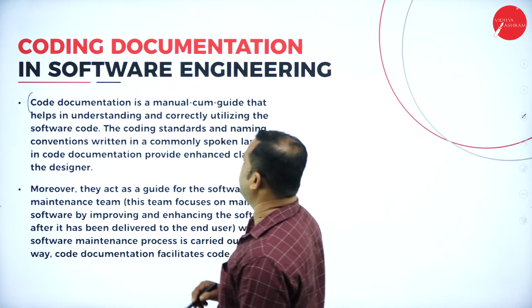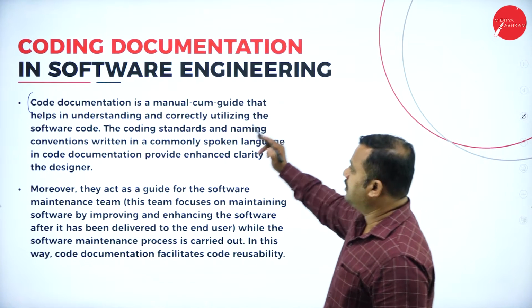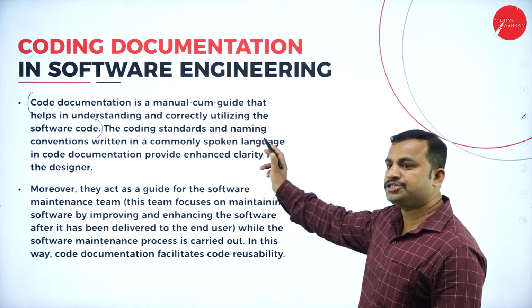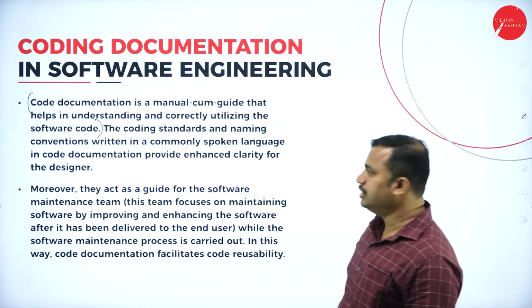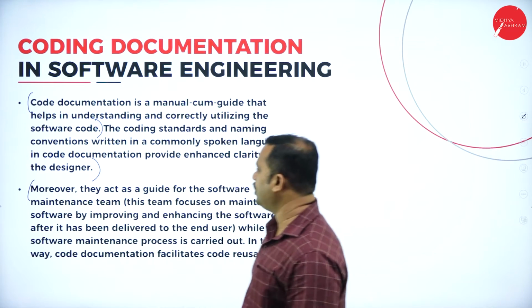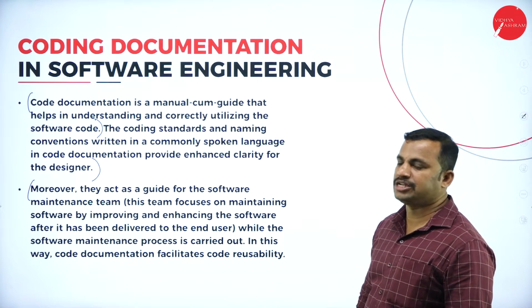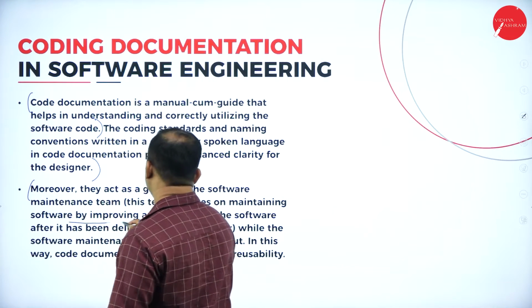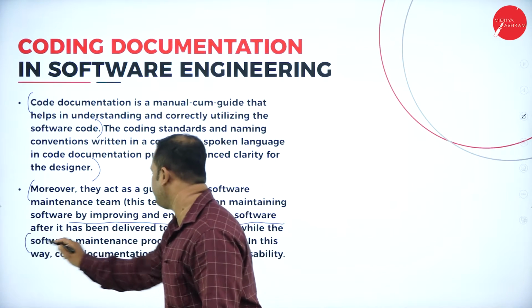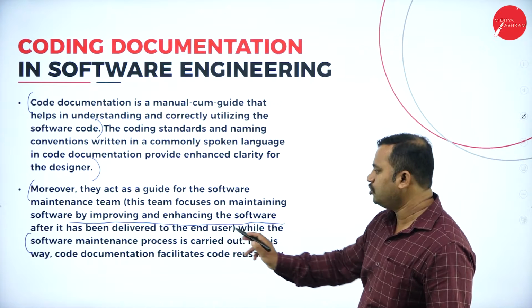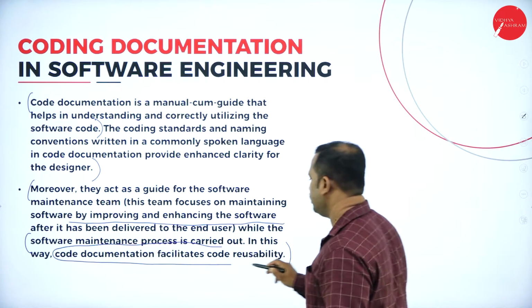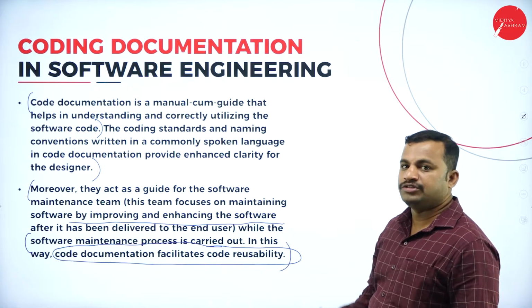Then coding and documentation is a manual cum guide that helps in understanding and correctly utilizing the software code. The coding standards and naming conventions, written in commonly spoken language in code documentation, provide enhanced clarity for the designer. Moreover, they act as a guide for the software maintenance team. This team focuses on maintaining the software by improving and enhancing it after it has been delivered to the end user. While the software maintenance process is carried out in this way, code documentation facilitates code reusability. Please notice that the code documentation will help them to reuse the code which is already available.